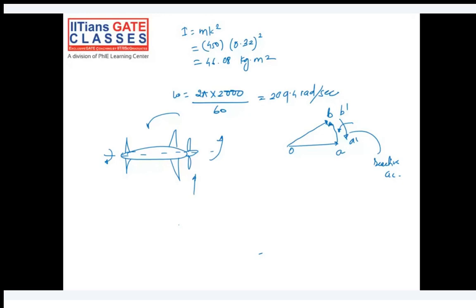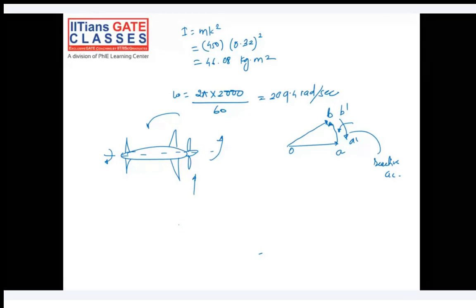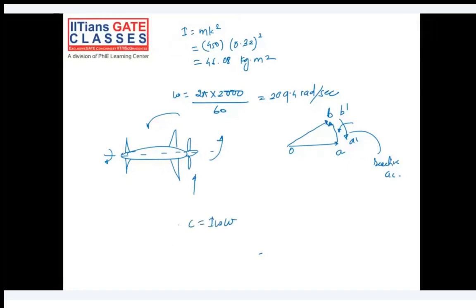And what is the value of the couple here? C is equal to I omega P. I is already calculated as 46.08, into 209.4, and omega P is 1.11, so it is 10.713 kilonewton meter. Okay. No problem, Sean.